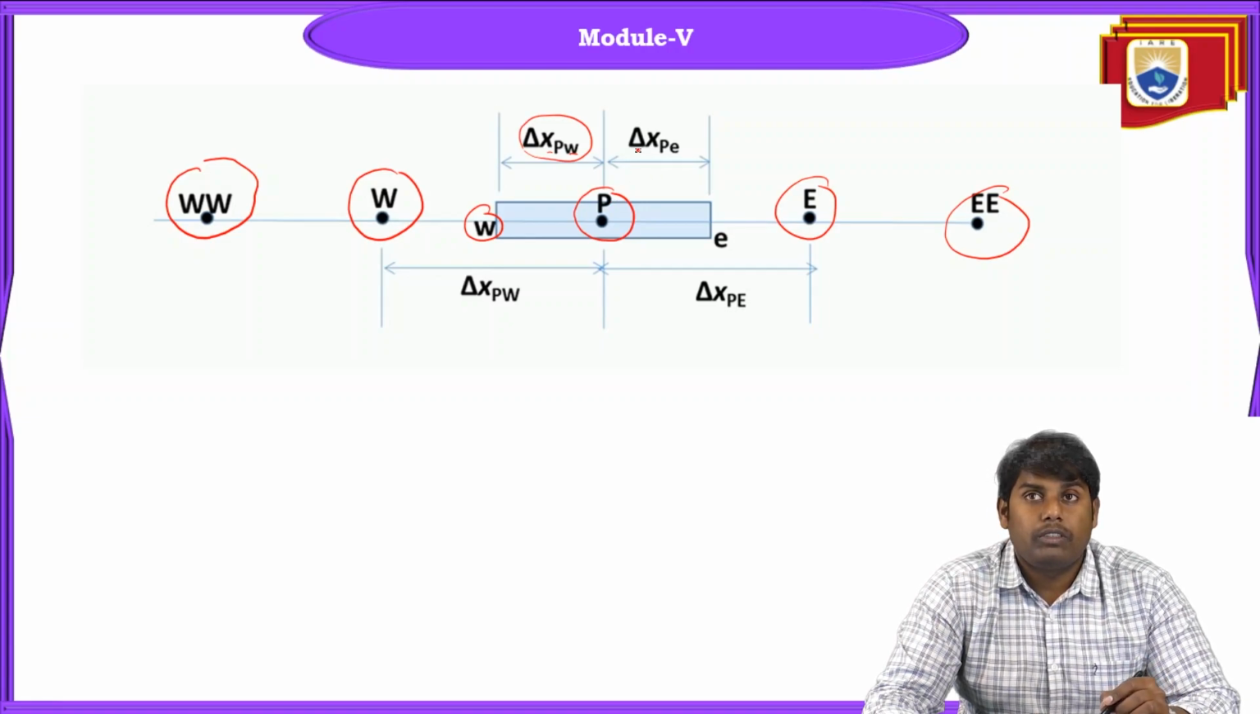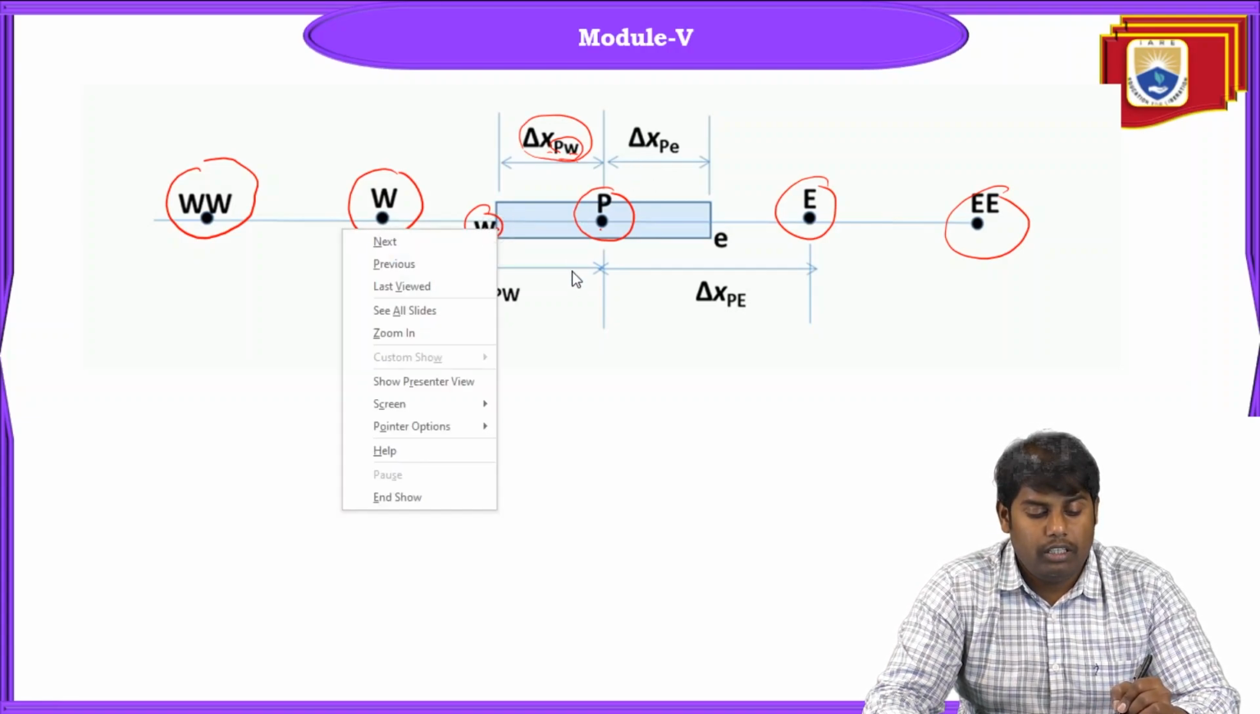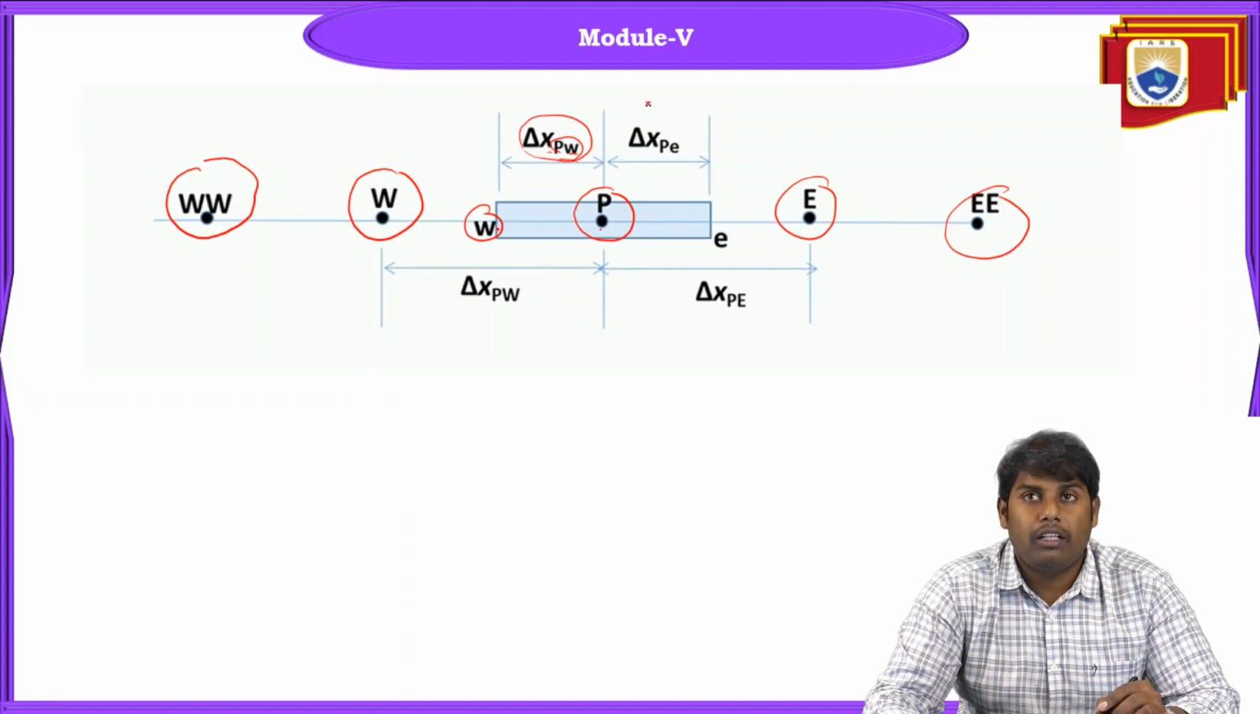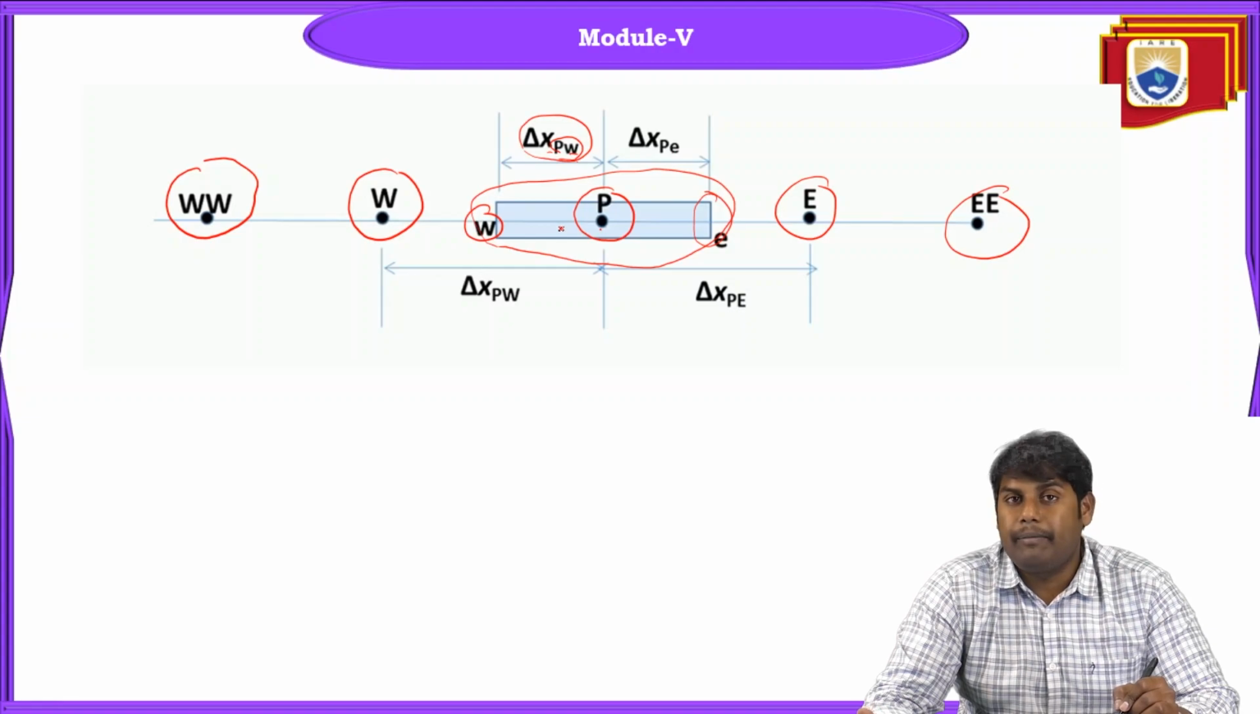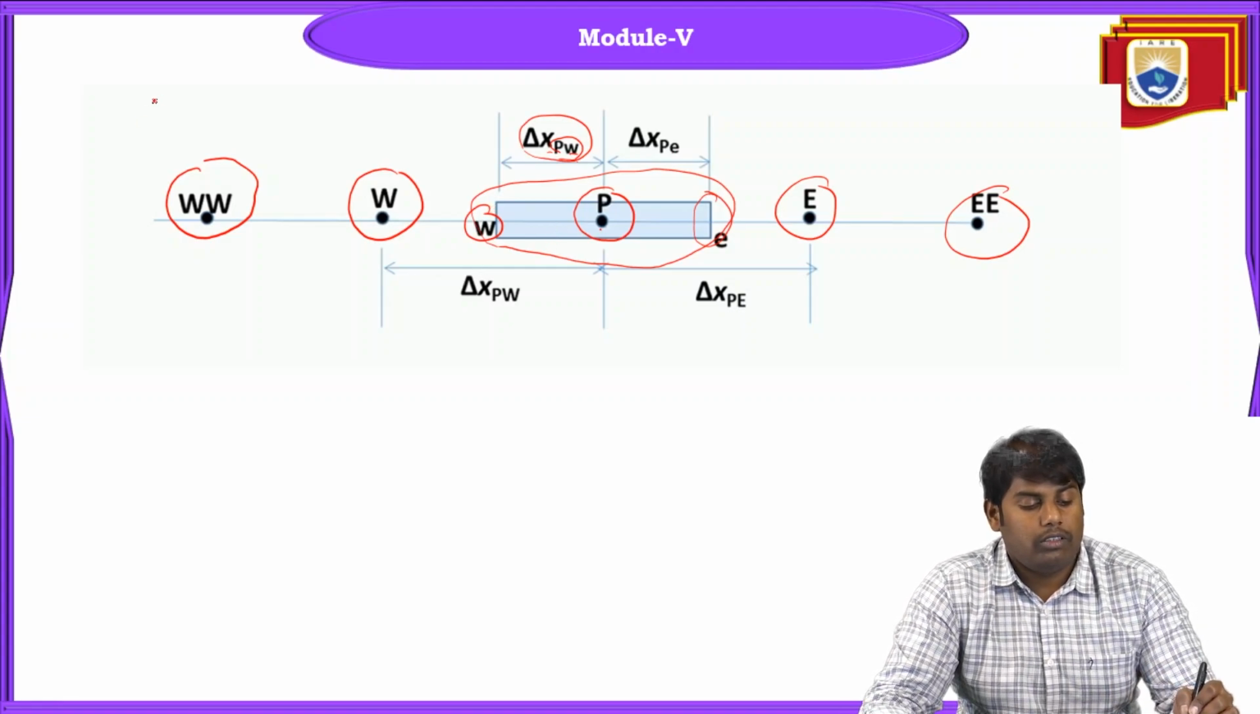Now, here we see delta x capital P, subscript W. This indicates the distance between the point of interest P and the west face. Next, we have delta x PE, capital P small e, which is the distance between the point of interest P and the east face E. Whatever element you are seeing is basically the 1D element, so the length is greater than the diameter, or the height. So for 1D, length will be greater than diameter, or height.